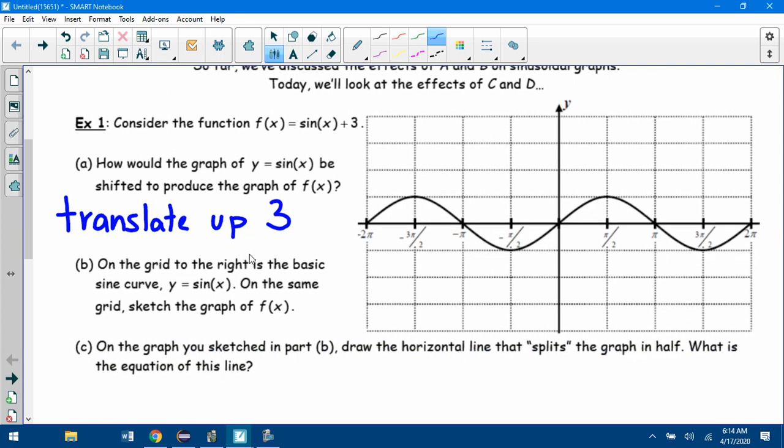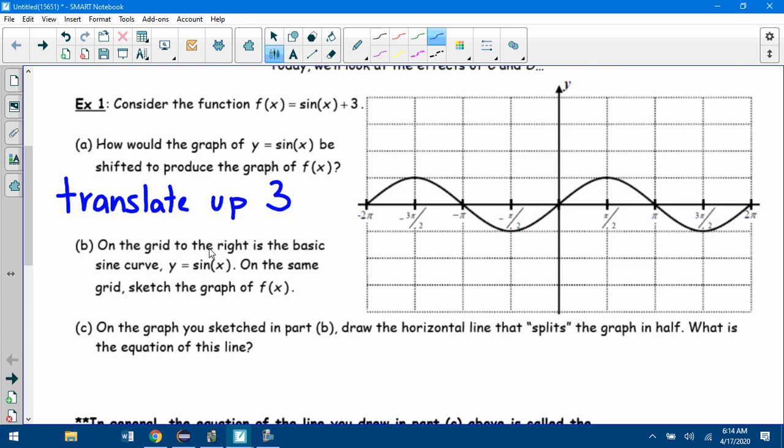So it says on the grid to the right, that's the basic sine curve. On the same grid, sketch the graph of f of x. We just got to take every point and go up 3. So 1, 2, 3. I'm going to go here, here, here, here, just all the way through, moving every point up 3. So there's the new graph, and that would be sine of x plus 3.